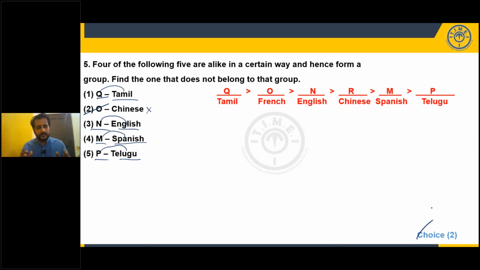Fine. So please keep practicing the comparison questions. Definitely these kinds of questions are expected in the prelims exams of PO or clerical.